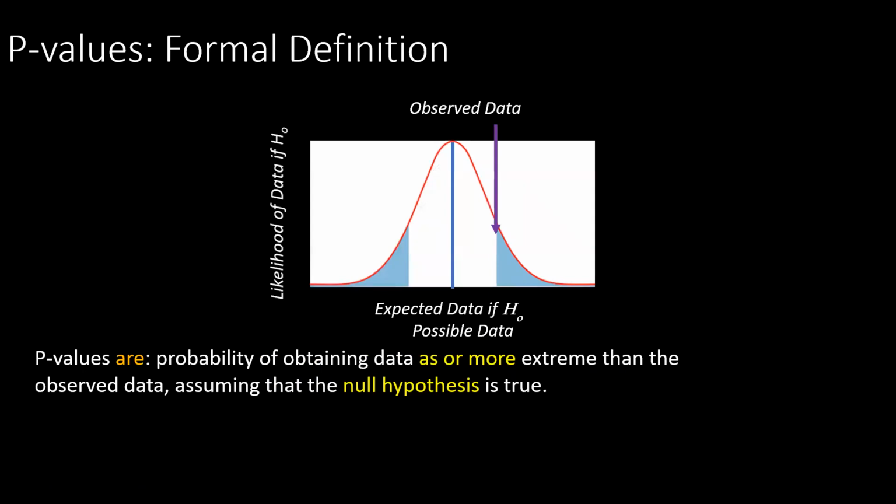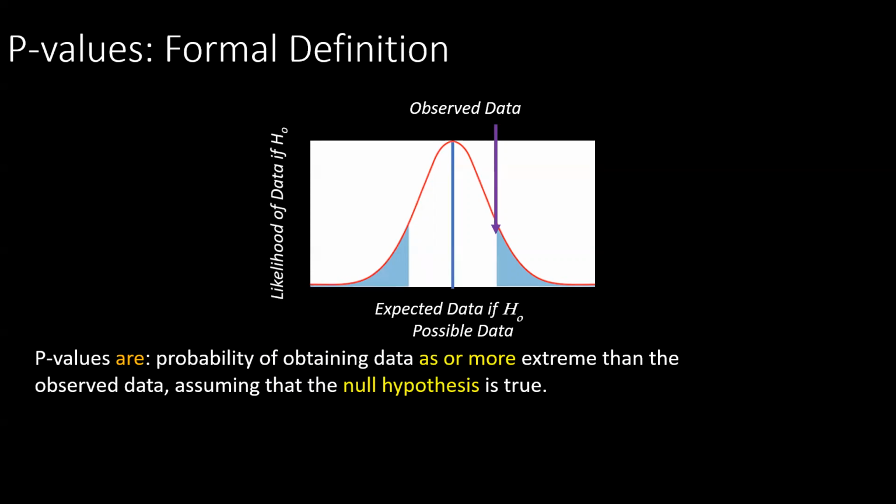So again, to be more formal, and whenever I teach a statistics class, I always put this question on the test to make sure people know how to define these things: p-values are the probability of obtaining data as or more extreme than what was observed, assuming that the null hypothesis is true.